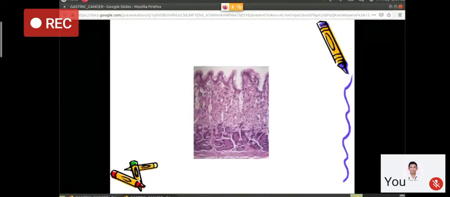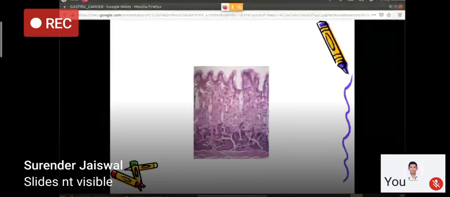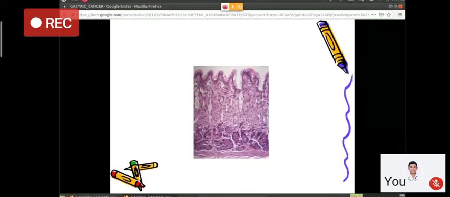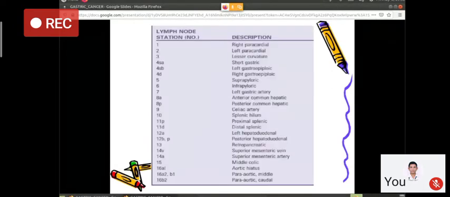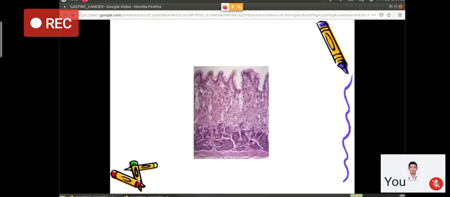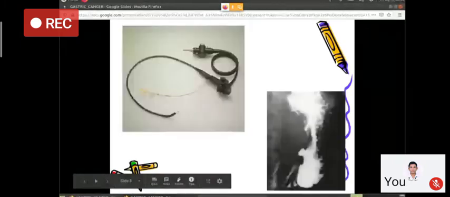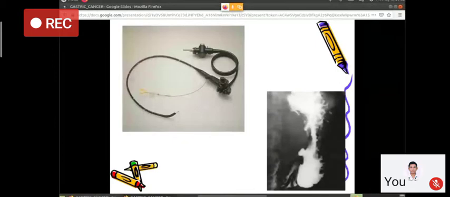This is the mucosa, then there is submucosa, muscles, and serosa. Four layers are there, and whenever disease in the stomach starts, most of the time we talk about adenocarcinoma of the stomach. Adenocarcinoma will start in the mucous membrane here, and then it will infiltrate the submucosa, then the muscles. So it will give rise to various types of T stages that we have already discussed.